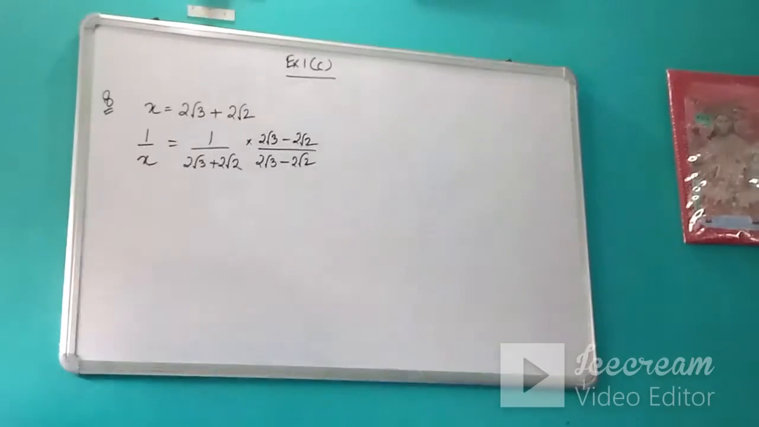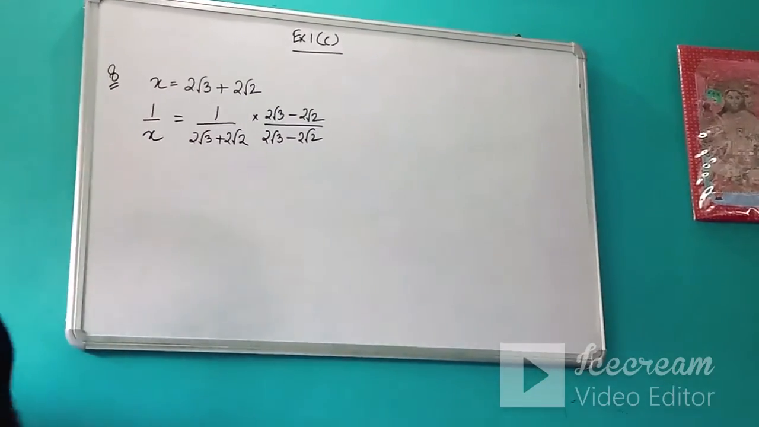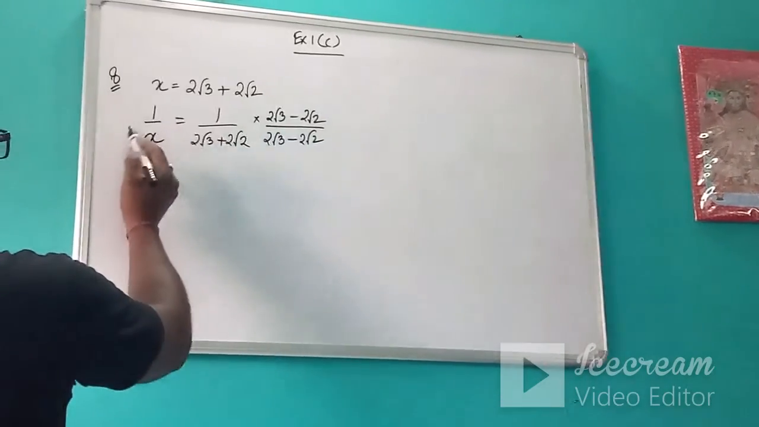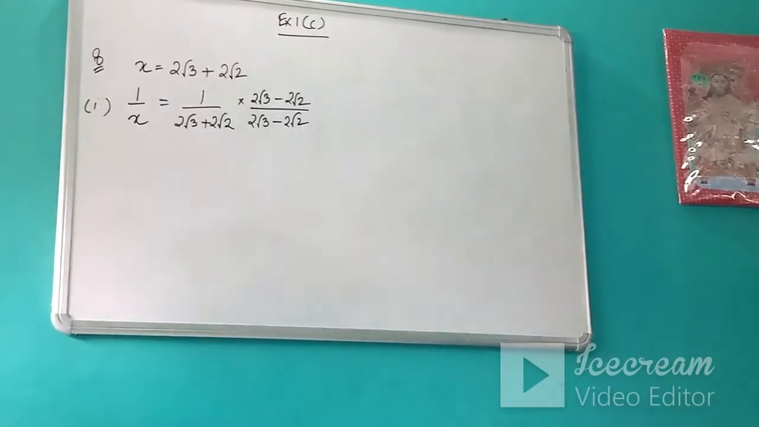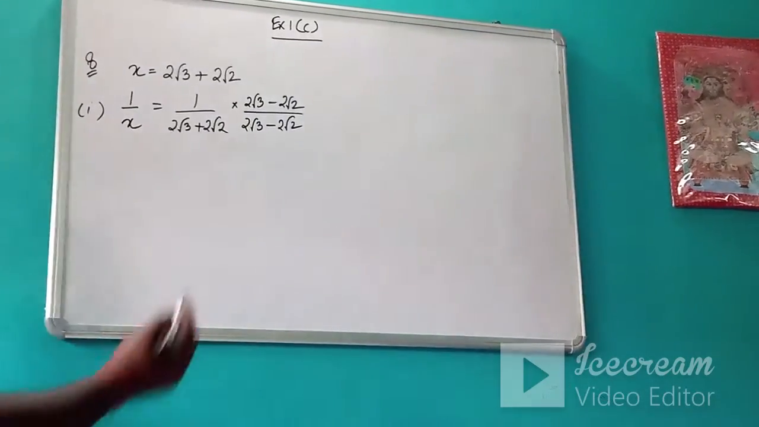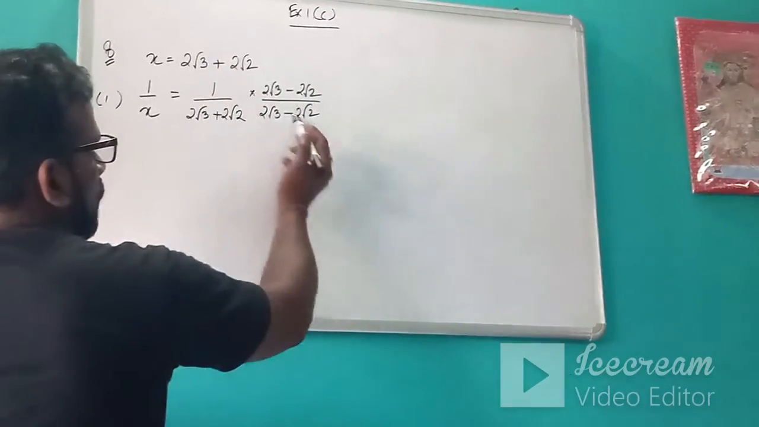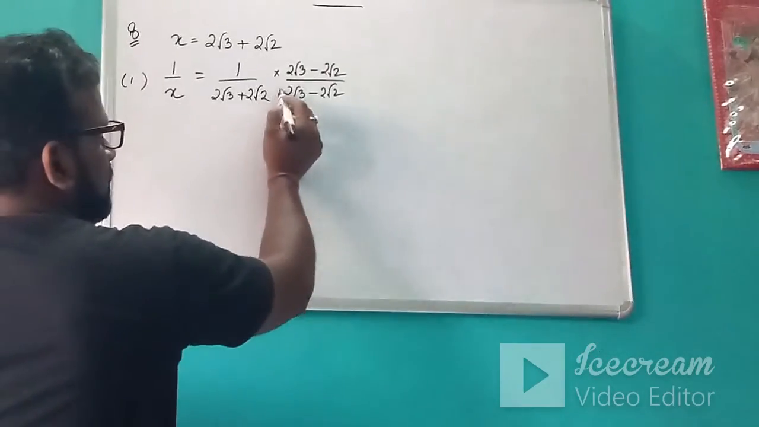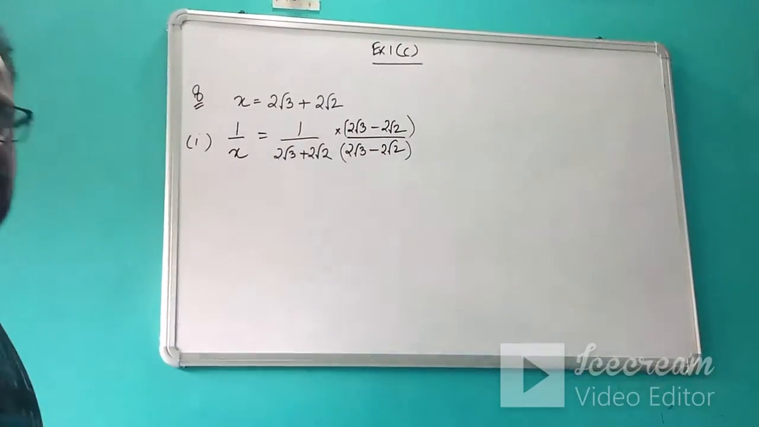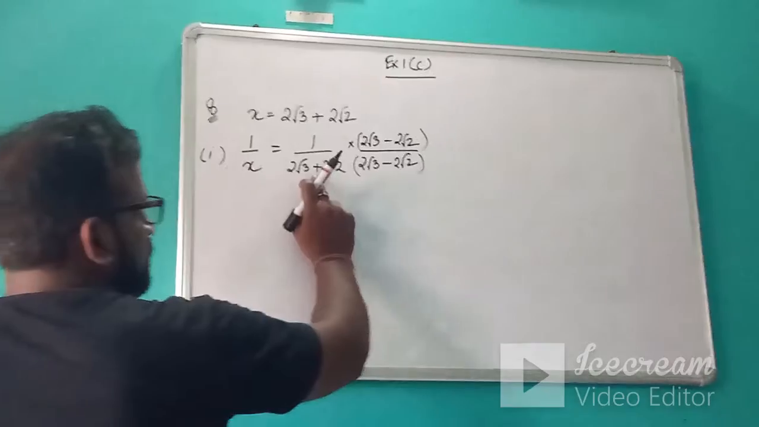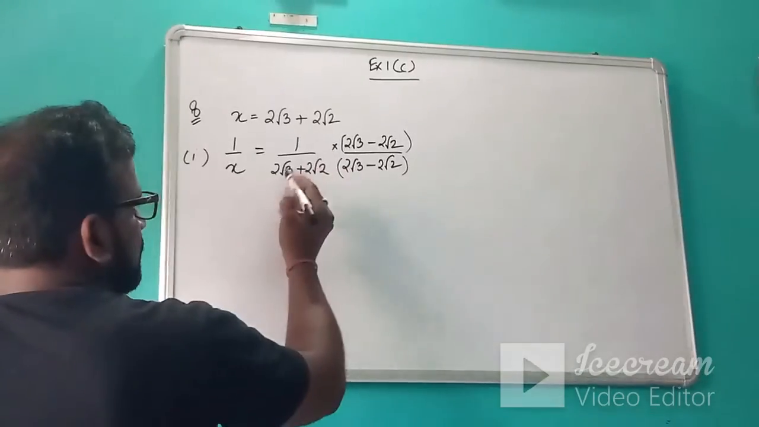Okay, good morning students. So now we will resume our discussion of this exercise, exercise 1c. Suppose x is given as 2 root 3 plus 2 root 2 and we have to find the value of 1 upon x. Okay, so I have written 1 upon x, that is simply the reciprocal of this x. Now what we will do, we will multiply by its rationalizing factor in numerator and denominator as we are doing in the previous questions. So since it was plus, I change this plus sign to minus.